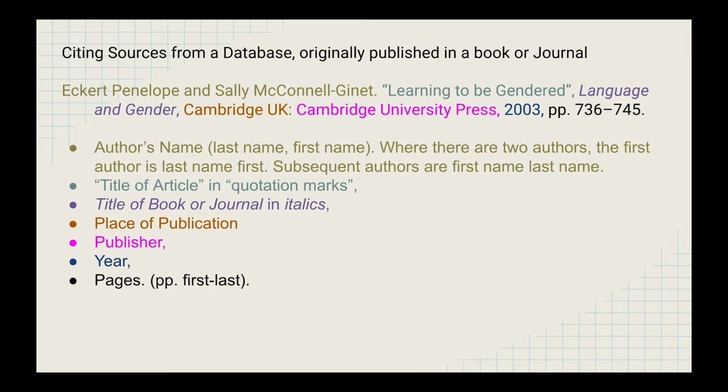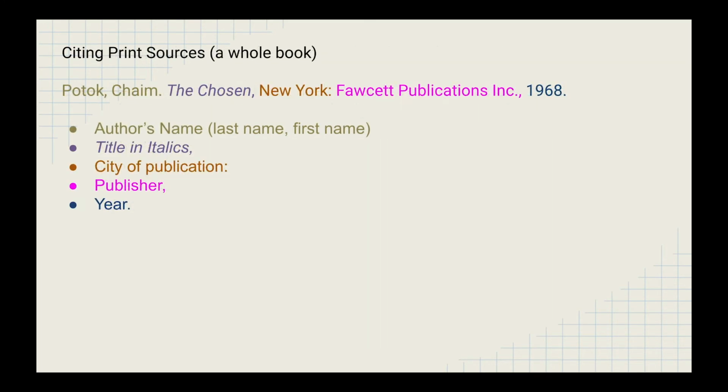Next, similar to books, you will include the place of publication and the publisher. If you cannot find this information or it does not apply, leave it out. Finally, the year and the pages. For a print source, that is a book, the same rules apply.